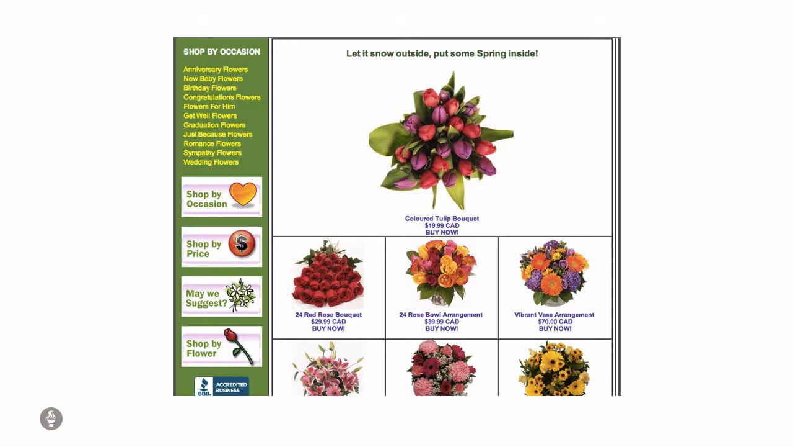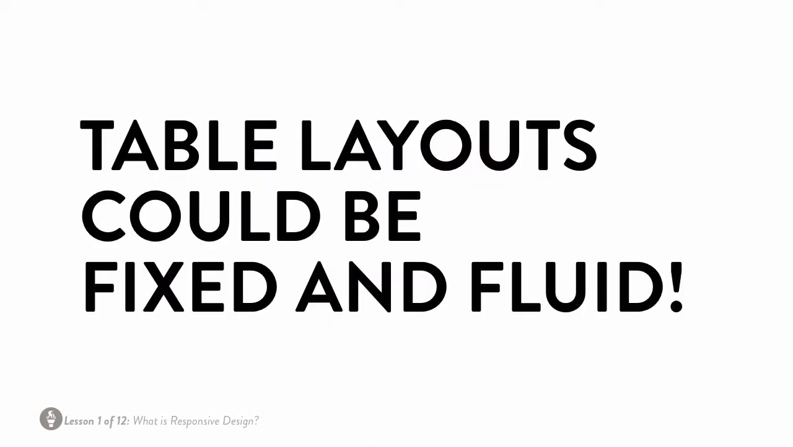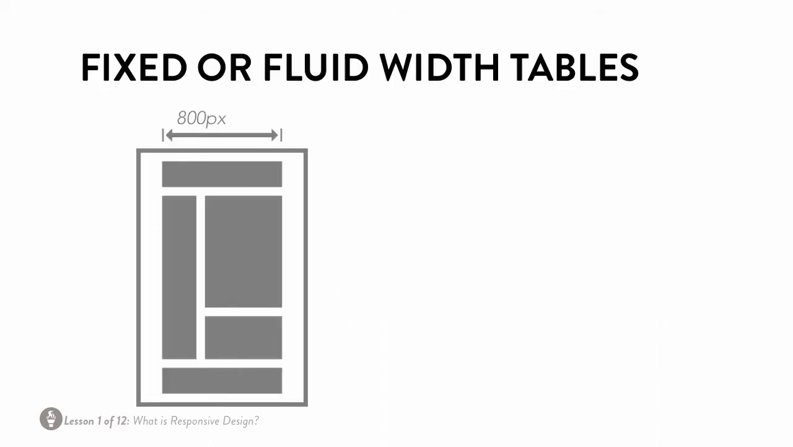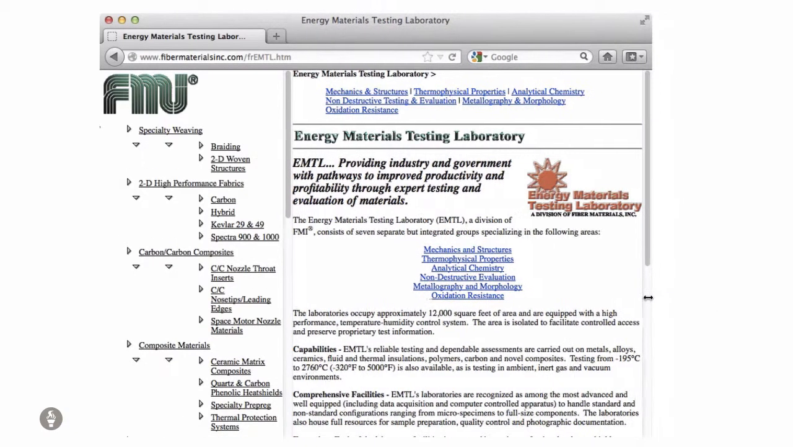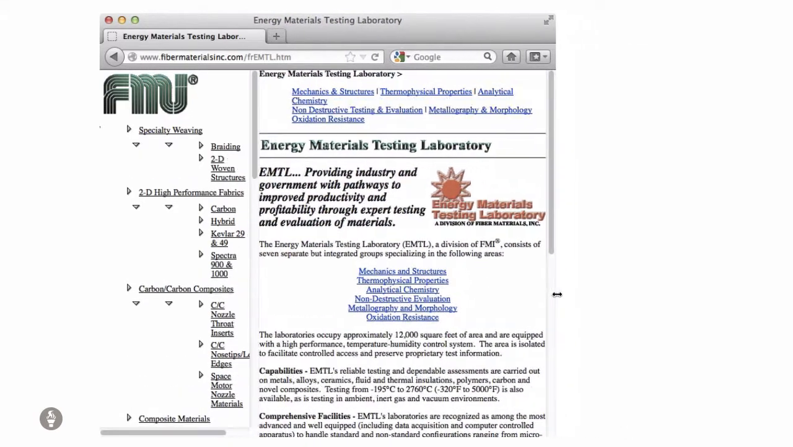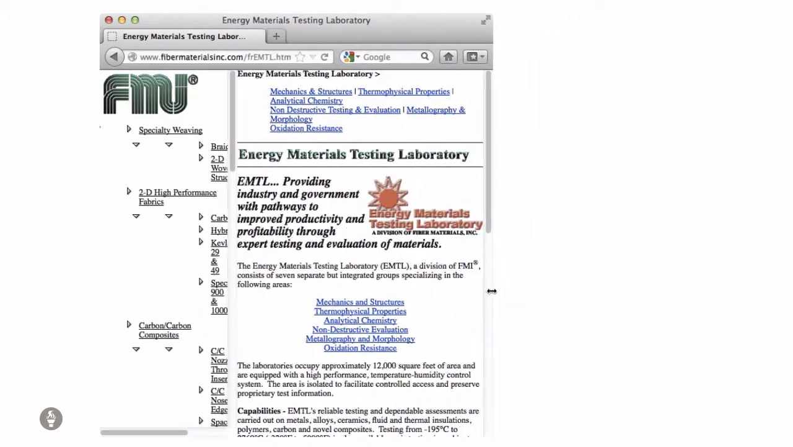Table layouts could be surprisingly complex, capable of both fixed and fluid layouts, or even a combination of the two. A fixed width table looks like this, 800 pixels no matter how wide your browser window. A fluid or liquid layout, as it was sometimes called, stretched to a certain percentage of your browser window, 100% in this illustration. So let's take a look at an example of an old school table layout that's a combination of fixed and fluid. As the browser window contracts, all the content begins to reflow.